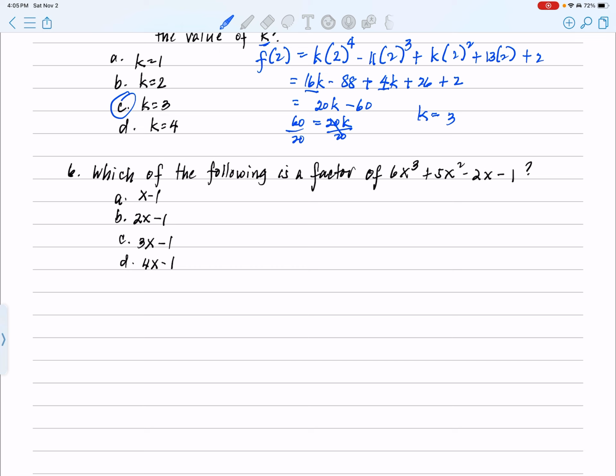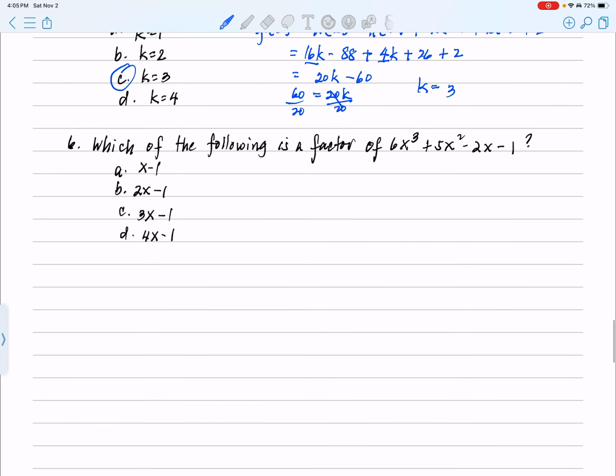Which of the following is a factor? So we'll try to figure out if I can do it by grouping. If I group 6x cubed plus 5x squared, I have this group as 2x plus 1. What's going to happen is I pull out x squared, and I have 6x plus 5. And still, I cannot get a common factor. I cannot get anything from it.